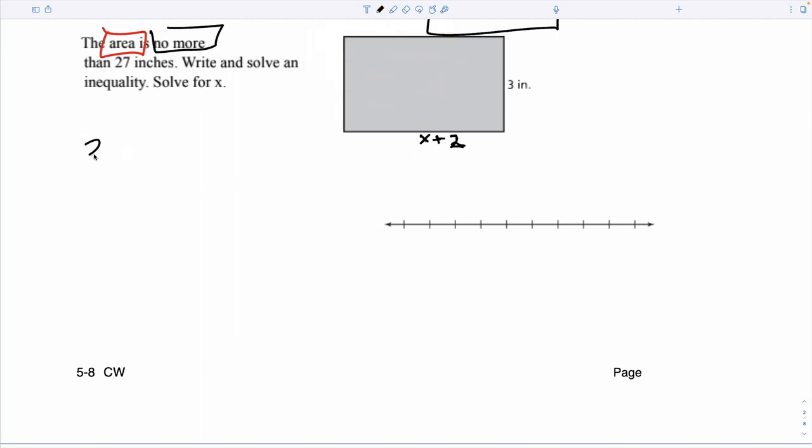If I multiplied 3 times x plus 2, I'm going to write it like that. 3 next to parentheses means multiply. When I write it next to parentheses, it's going to be easy for me to distribute. Make sure the setup looks like that. No more than would be what sign, Avery?